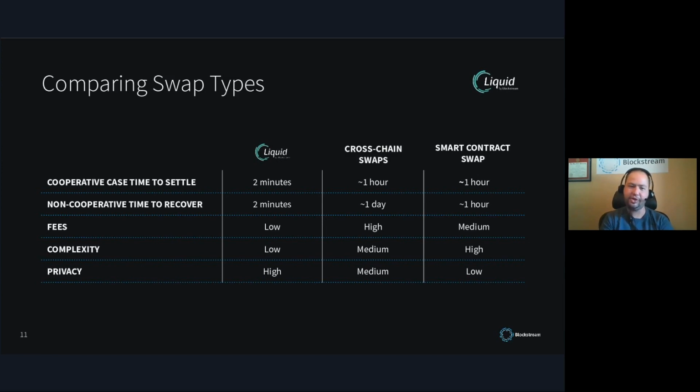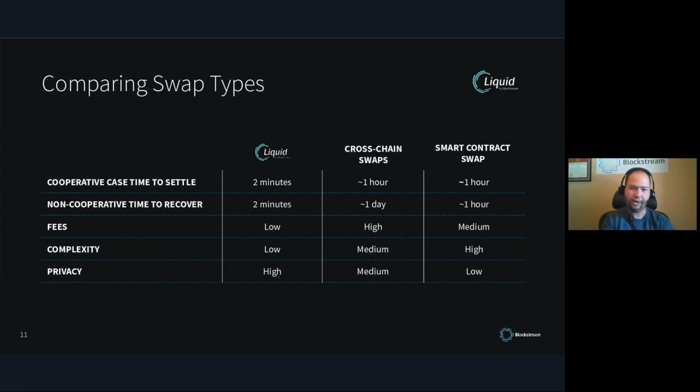Then on the last side, there's also what's called the non-cooperative case. In the other two cases, you send your funds to what you can think of as an escrow, either a smart contract escrow or a 2 of 2 signature escrow. And if the other party does not allow you to escape the funds, you could wait up to a day or however long you set this up. In the non-cooperative case in Liquid, it really only takes 2 minutes because all you have to do is spend the funds yourself, and you have sole custody of them the whole time.